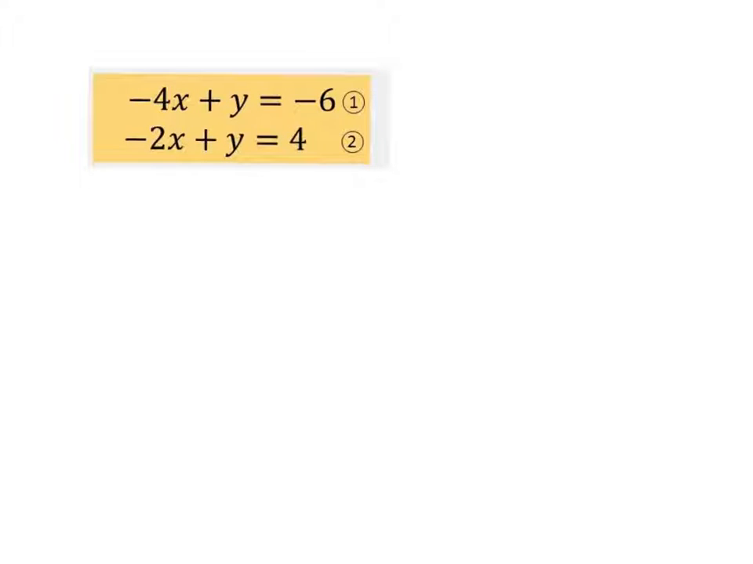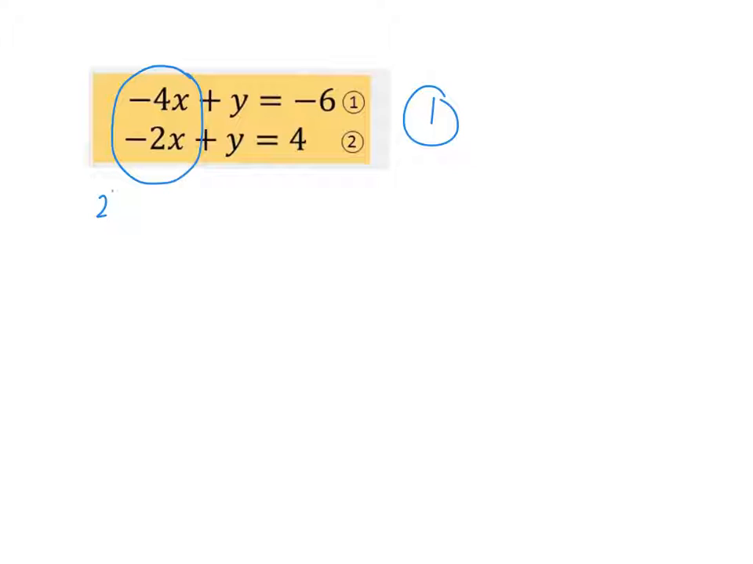We're going to solve this system of equations using the method of elimination. The first step of the method of elimination is to make sure that they are in the required format, which they already are. The next step is to figure out how we could add them together and eliminate a variable. So I'm looking at the negative 4x and the negative 2x.